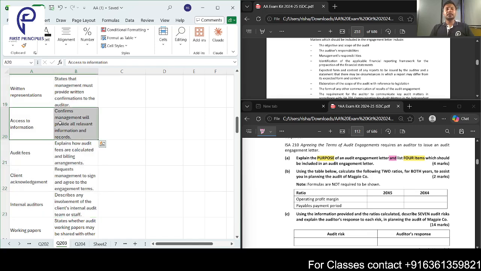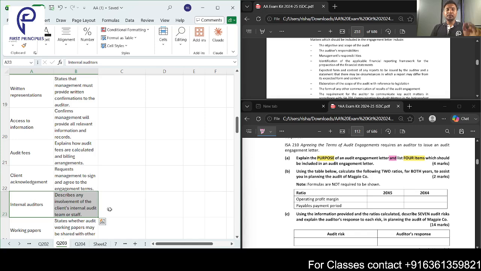Next, access to information. In the engagement letter, you will write that the management will provide you access to all the information that you need. You will discuss the fees, and all the billing arrangements will be written. Then you will request the management to sign and agree to the terms of the engagement also. You wrote it, they should sign it also.